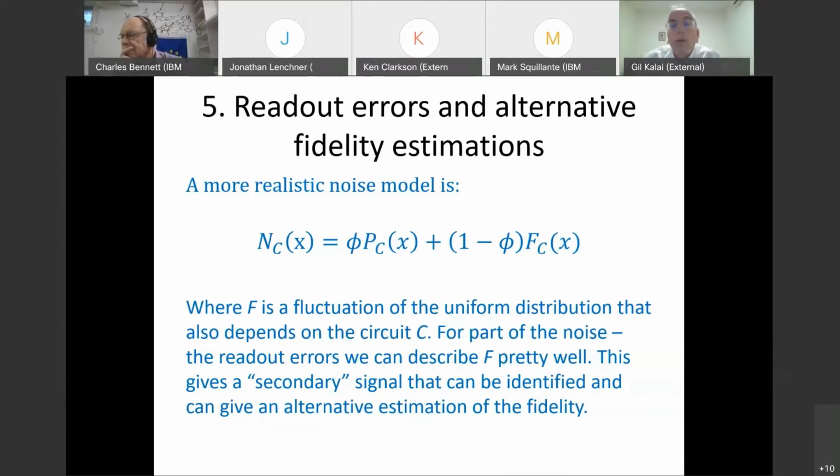For part of the noise, the noise which is caused by readout error, by measurement error, we can have a fairly good understanding of this fluctuation, at least under certain statistical assumptions that are made in the Google paper. And this gives us a sort of secondary signal. If the main signal is the ideal probability distribution of a noiseless circuit, this secondary signal, which also has mountains and valleys, is also present and can be identified in the data and can also give a fairly good alternative estimation of the fidelity.